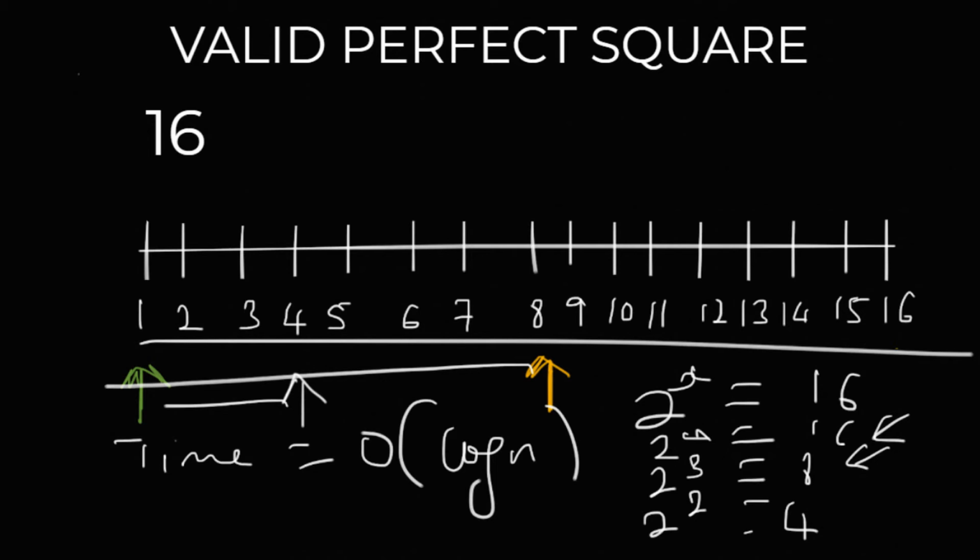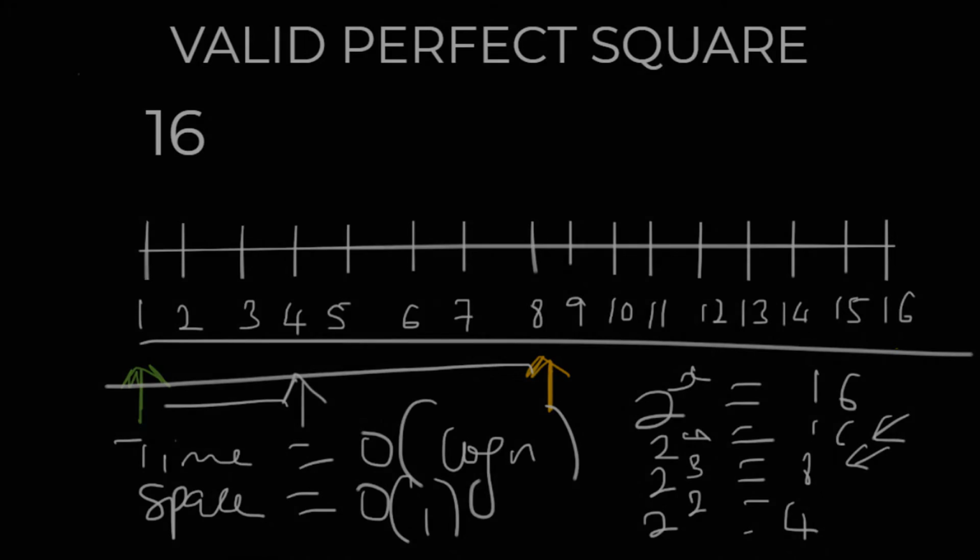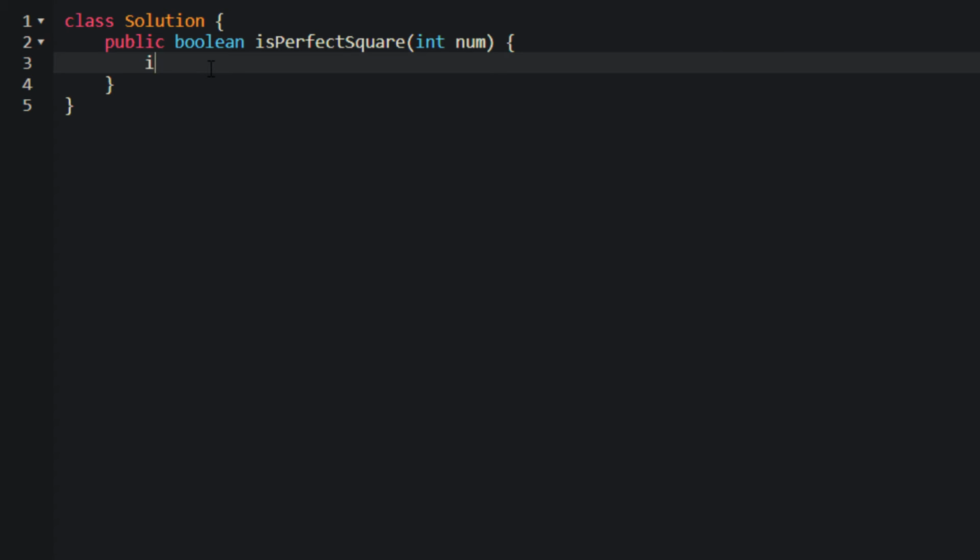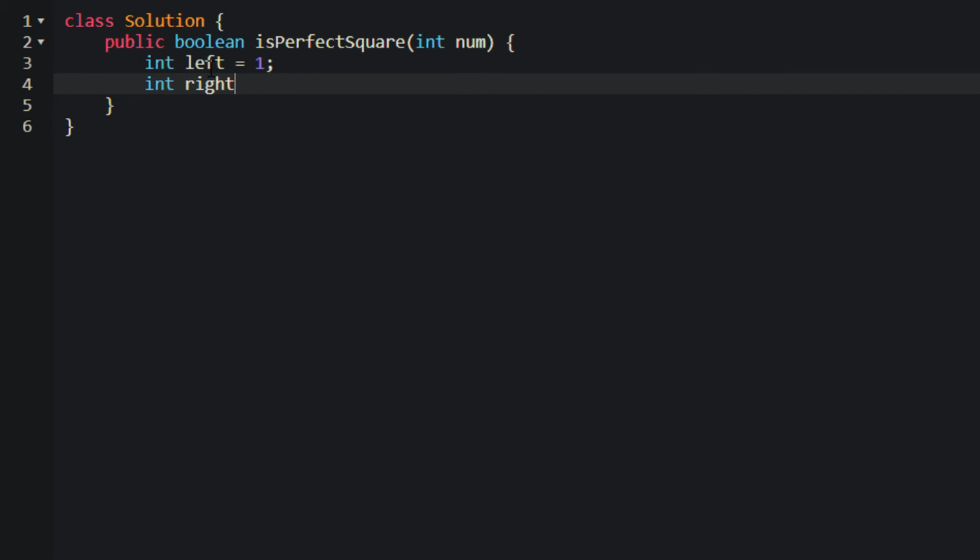So that's it. Now the space complexity is O of 1 since we're doing everything in place. So let's dive into the code for this question. Alrighty, so the first thing we're going to do is declare the 2 pointers that we're going to use. That's the left pointer, initialize it to 1, and then we declare the right pointer, initialize it to num.